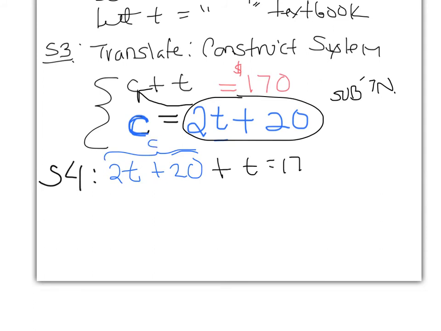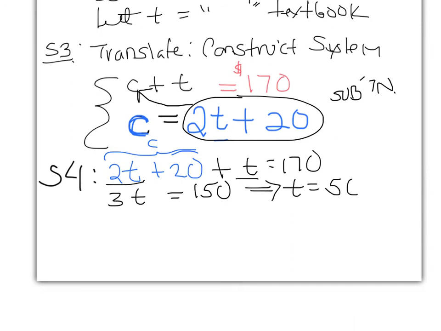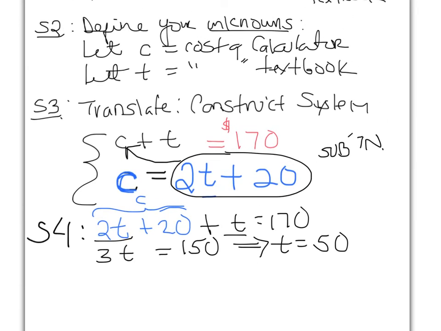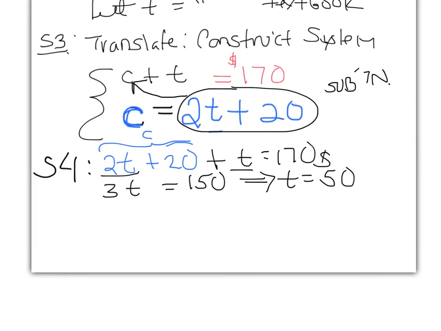Plus T equals 170. And combine like terms, we get 3T. And if I subtract the 20 from both sides, I get 150. And 3 times what is 150? Well, you can write it out, or if you want, you can just divide on your calculator. 150 divided by 3, which we know is 50. 50 what? Well, what were we looking for? We were looking for the cost of a calculator. We're talking about money. So this represents $50. So the textbook is $50.